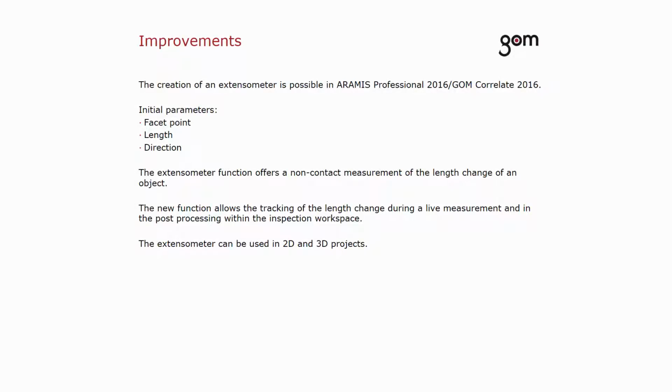In Aramis Professional and GOM Correlate 2016, you can choose length and direction. Therefore, you can now create an extensometer in GOM Software 2016. The extensometer function offers a non-contact measurement of the change in length of an object. No mechanical contacts can influence the measuring results. In addition, you no longer use expensive mechanical extensometers that might get damaged during testing.